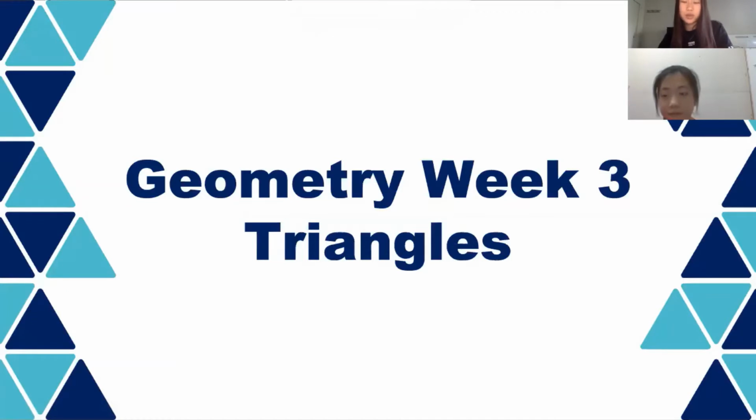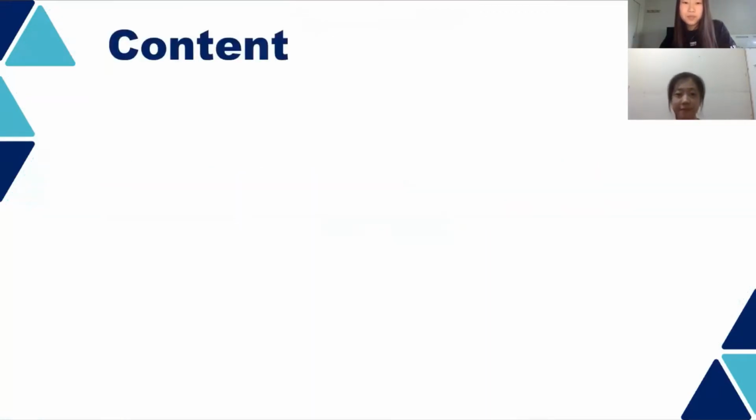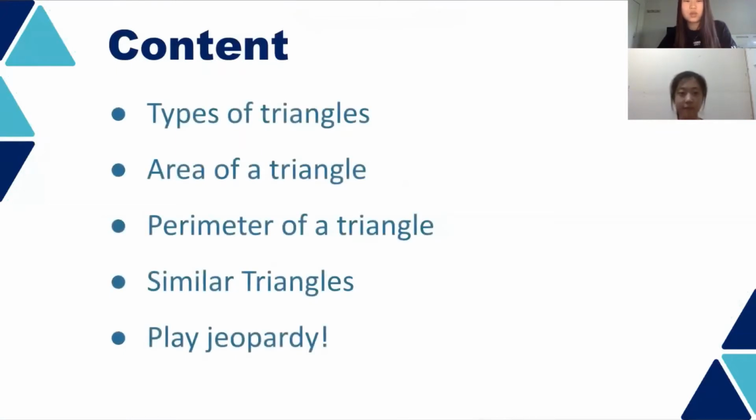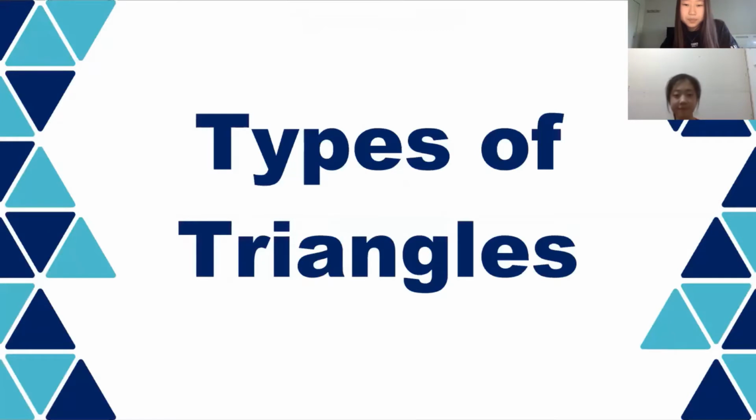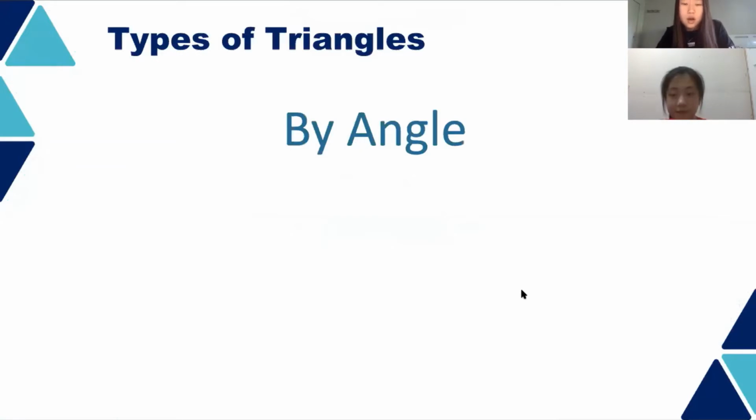It's Geometry Week 3 and we're going to learn about triangles. This is what we're going to learn about today. First off, we're going to learn about types of triangles, and we can separate them by angles and by size. First of all, for angles, there are 3 types of different angles in a triangle.